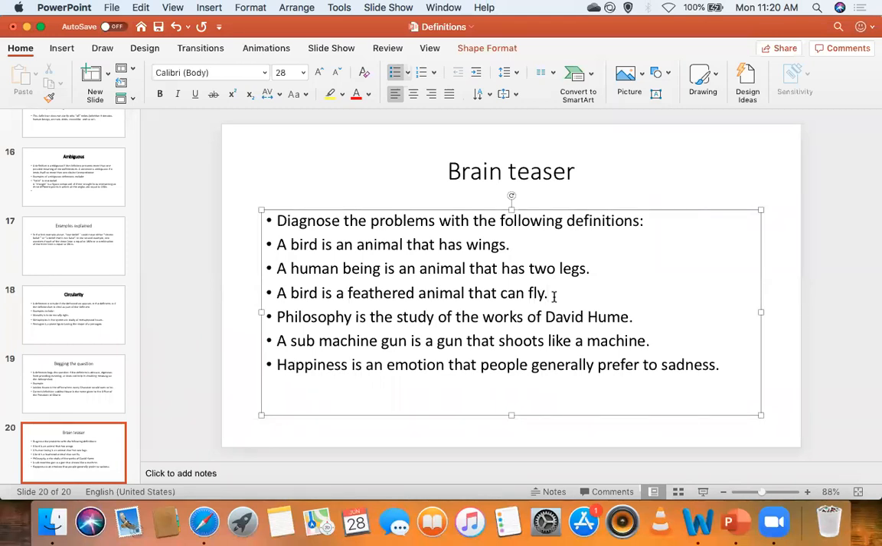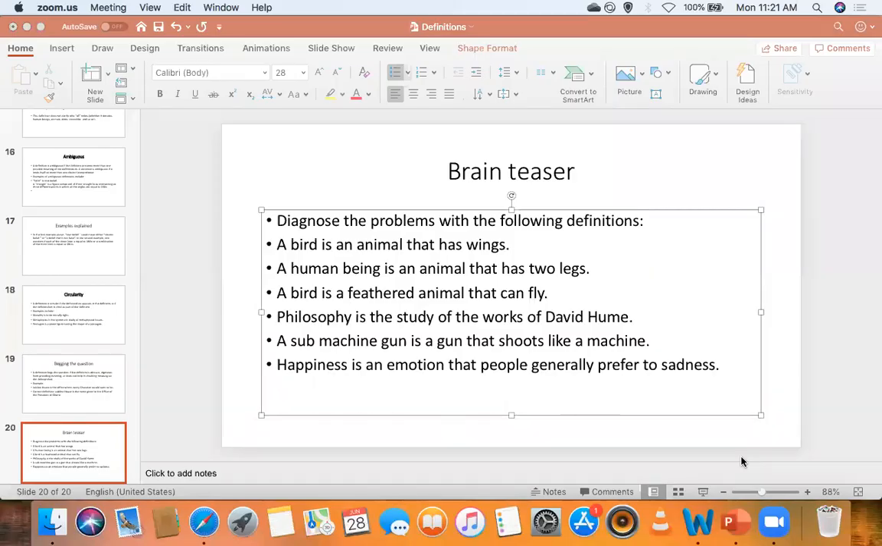Okay, by flying, we normally mean birds that can stay very much in the air. There are certain birds that probably can flap their wings for a few seconds, but they cannot really be airborne. So the bottom line is that there are certain birds that can really not fly. So that means the definition is too narrow because it doesn't capture all the qualities of a bird.